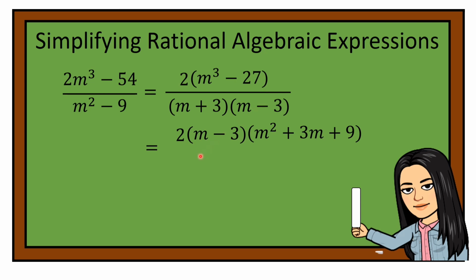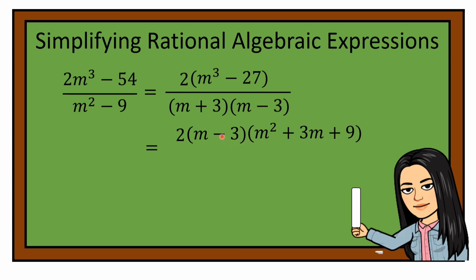So, paano natin ito nakuha? Review ulit natin yung factoring the difference of two cubes. So, first, get the cube root of m cubed. The answer is m. And then, cube root of 27 is 3. And then, get the square of m. We have here m squared. M times 3 is equal to 3m. And 3 times 3 is equal to 9.